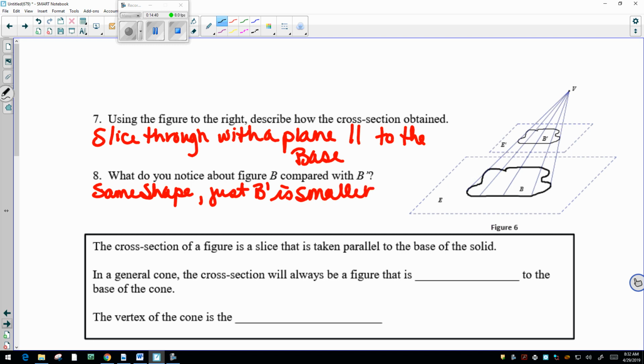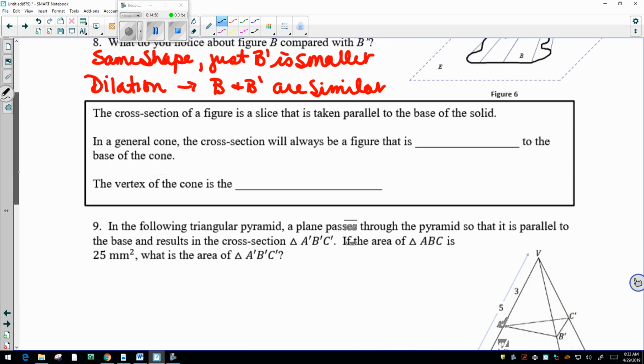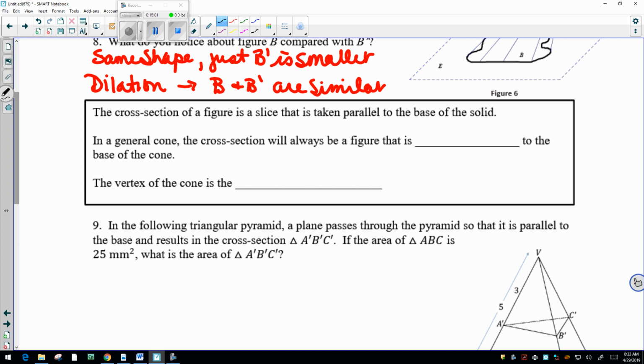So hopefully that's triggering some ideas, saying that this is a dilation. And I could tell you that B and B prime are similar. Same shape, different size will always produce a similar figure. So the cross-section of a figure is a slice that's taken parallel to the base. In a cone, the cross section will always be a figure that is similar to the shape of the base of the cone. The vertex of the cone, if I'm thinking of it in terms of dilations, is the center of dilation.